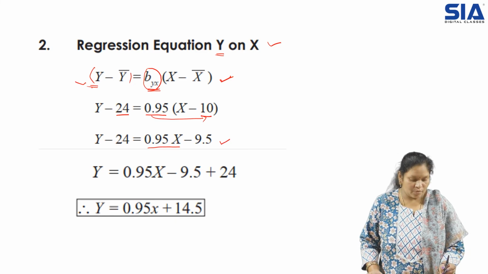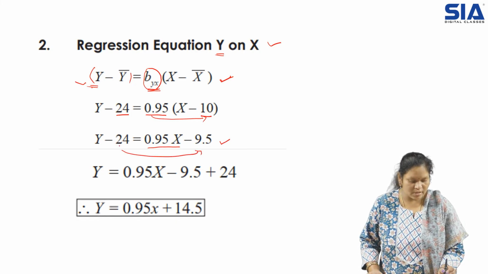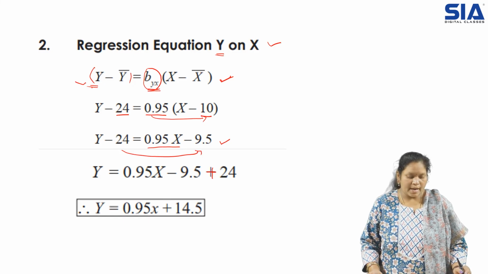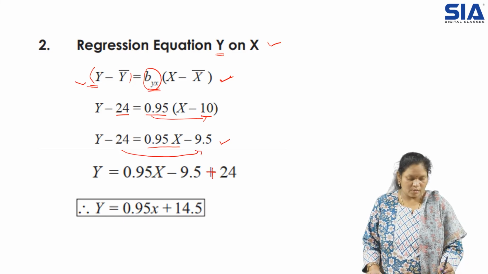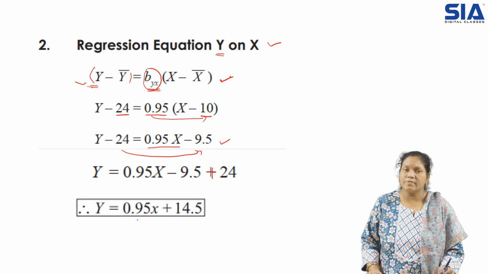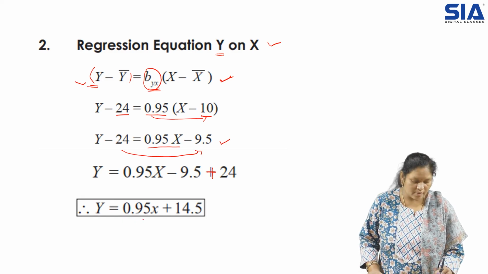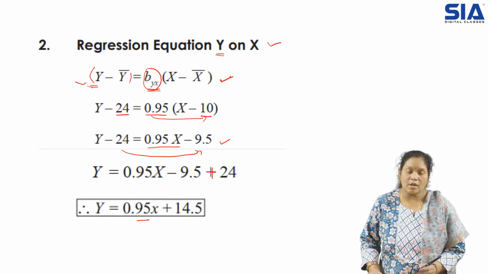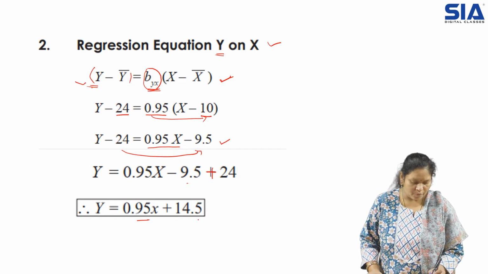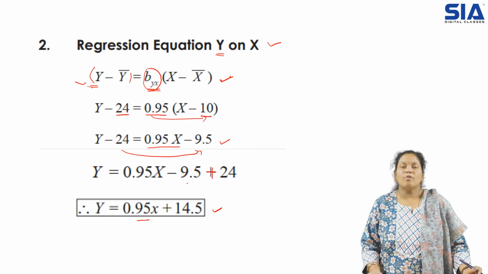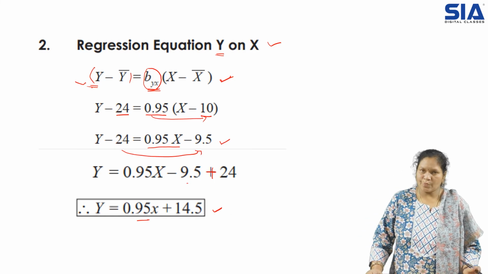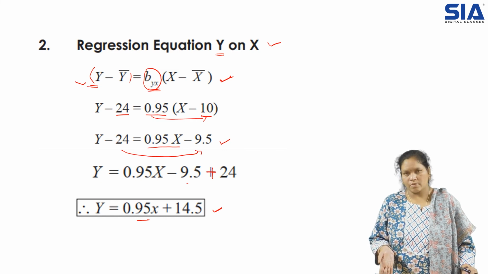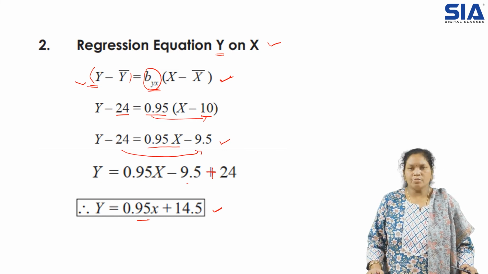Next step, take 24 to the other side, so it is in minus, it goes to plus, so plus 24. So add up the values here. y is equal to 0.95x, as it is, it will remain, nothing to do with that. Here the subtraction I have done, I have got the answer as 14.5. So I have obtained two equations, x on y and y on x. So if they are asking to give regression equations, up to here we need to do.